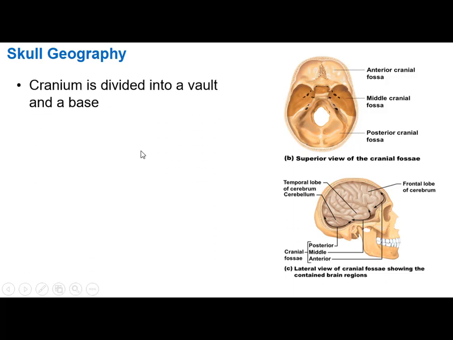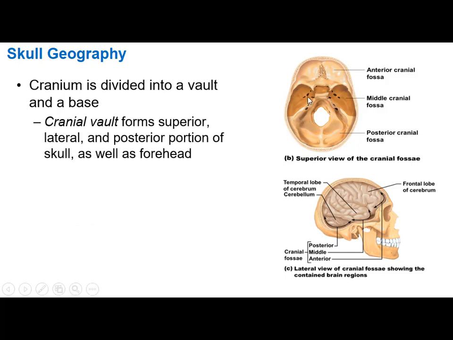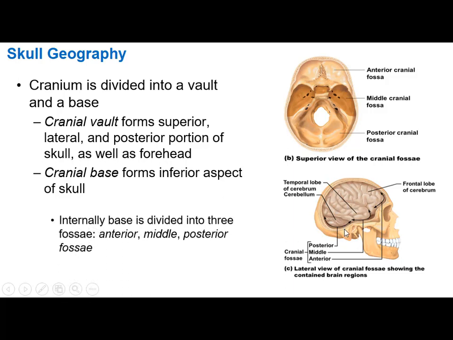So the cranium is divided into a vault and a base. This would be the base, the bottom of your skull. The vault, what we're not seeing, the top, would be all of this up here. That is going to be the superior portion, the forehead, all of that. That's where your brain actually sits, in the vault. The base forms the inferior, or below, aspect of your skull. So here's your base, okay? This would be your vault, where your brain is stored.